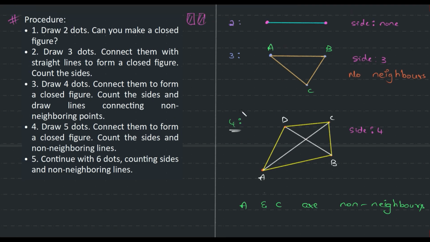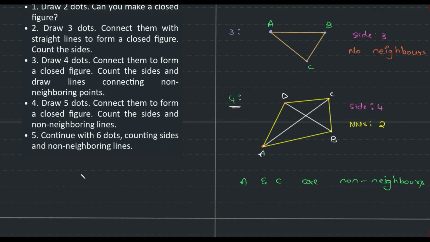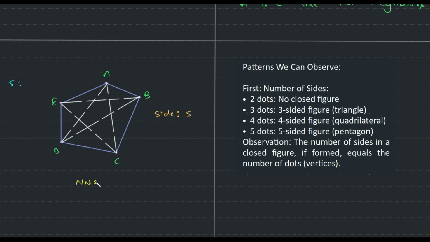So let's connect and count the sides and non-neighboring lines. Non-neighboring sides, there are two of. Here non-neighboring sides, there are, this is 1, this is 2, this is 3 and this is 4. This is counted. This is not counted. 1, 2, 3, 4, 5. This is counted, this is counted, this is counted. I think I didn't miss anything. 5. 1, 2, 3, 4, 5.